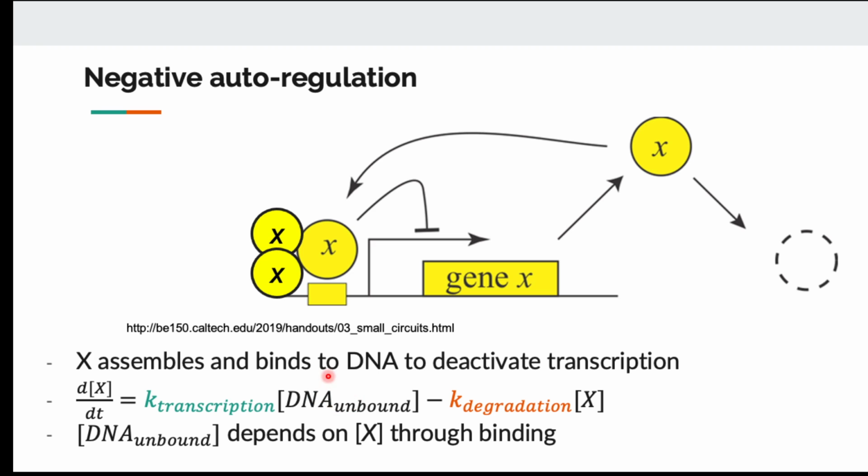In this case, it's going to be multiplied by the number of unbound DNA, because transcription can only occur on DNA that doesn't have protein X. So now the first term has parameters as well, not just a constant. And we have to describe the bound and unbound nature of DNA based on protein X.